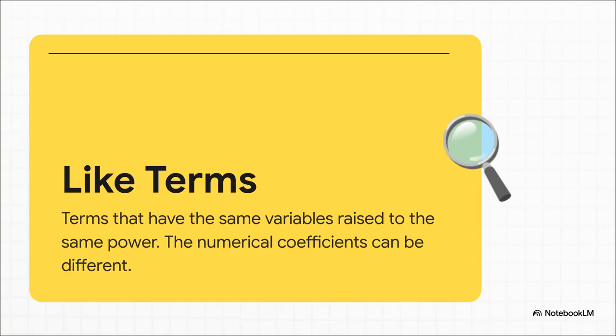Now, before we can add or subtract anything, we have to talk about like terms. And it's really simple. You can add apples to other apples, but you can't add apples to oranges. In algebra, like terms are terms that have the exact same variables and exponents. The numbers out front, the coefficients, can be different, but the variable part has to be a perfect match.